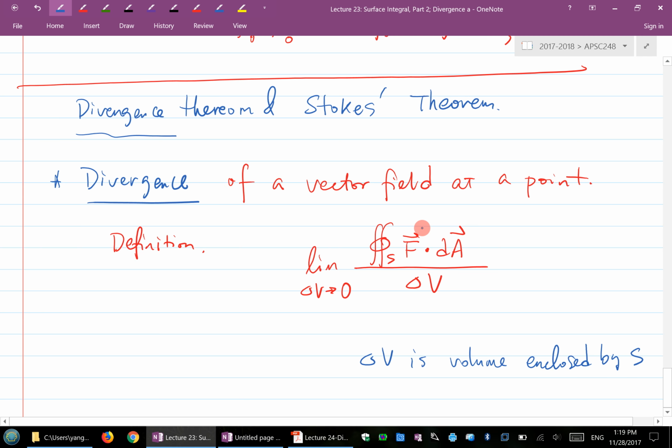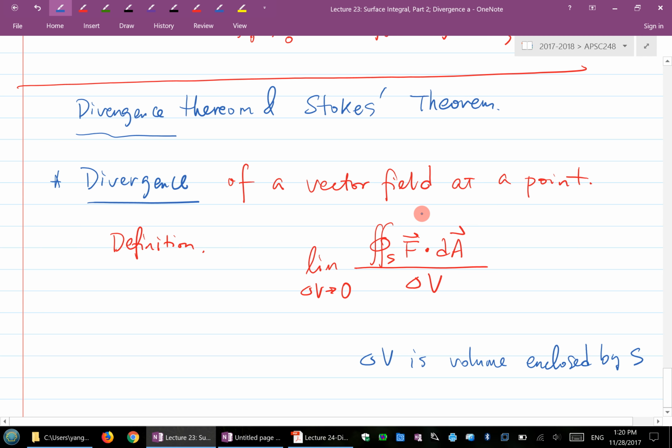Huh? So not a surface area. The surface integral gives us the net flux, right? It gives the net flux through this enclosed surface. So you have a net flux through this surface S, divided by the volume that is enclosed by this surface S. So it's like what?